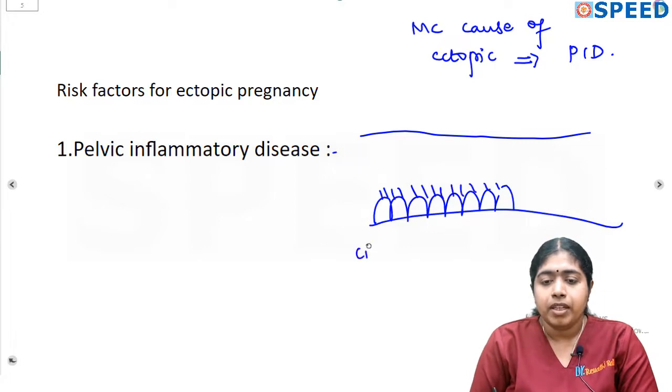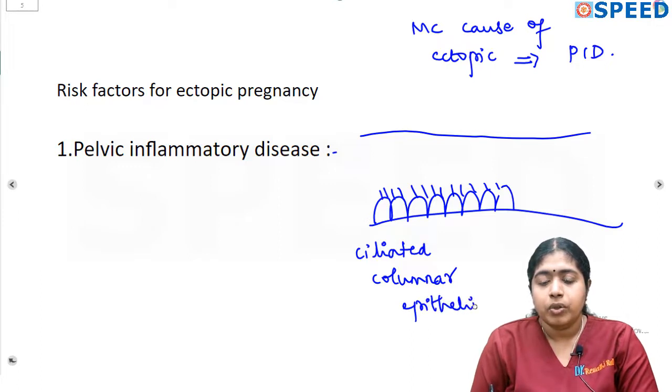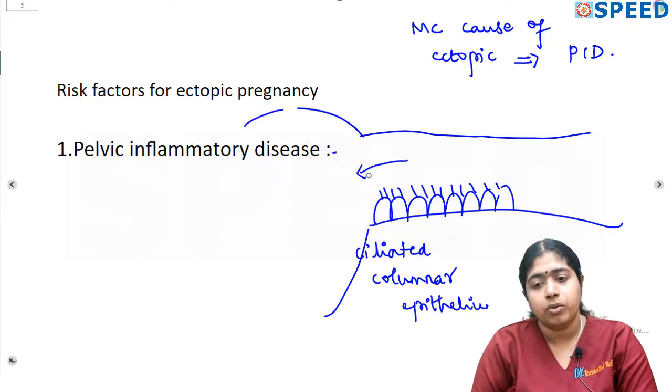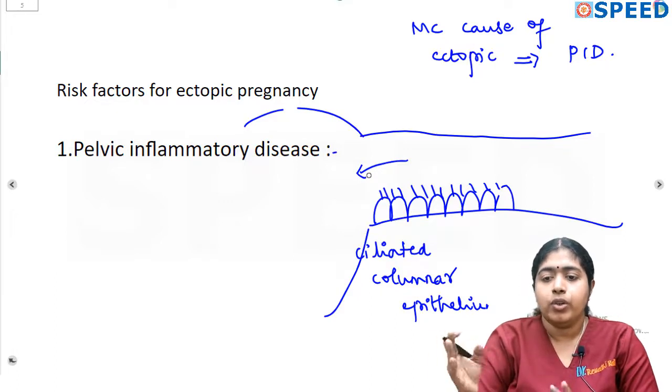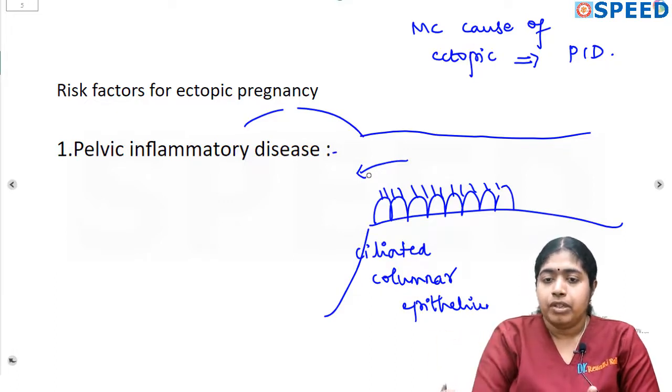Okay, so the epithelium of the tube is ciliated columnar epithelium. And where is the ciliary beat? The ciliary beat is towards what ostia? Uterine ostia. It's towards the uterine ostia. Now this is the uterus. It's towards the uterine ostia, not the abdominal ostia. That is basically to propel the fertilized zygote into the uterine cavity for implantation.